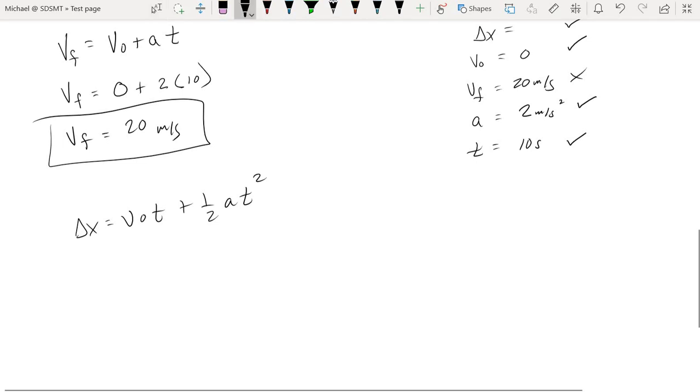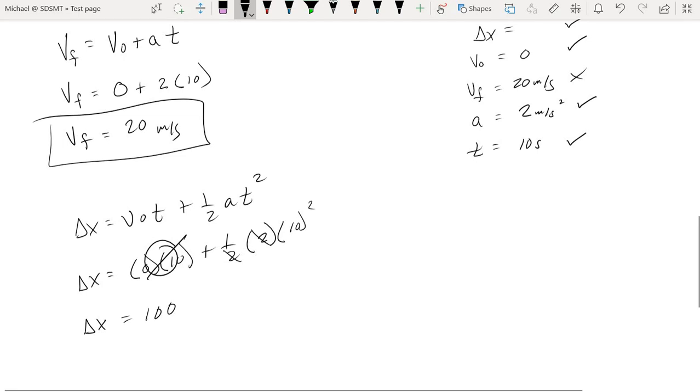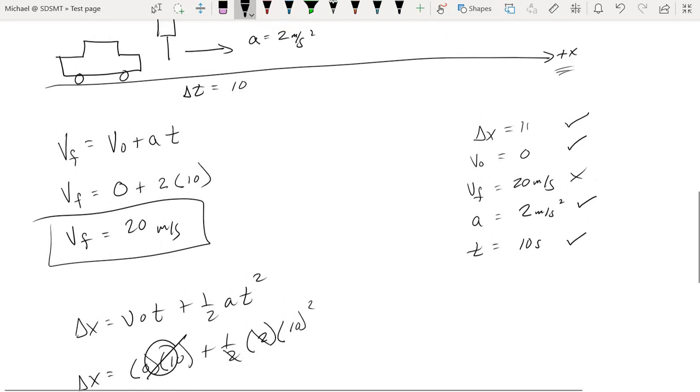Step 8 says plug in all your given information. Initial velocity of 0, time of 10, and we have an acceleration of 2 and 10 squared. We get 0 for the first term, the 2 and 1/2 cancel out, and 10 squared is 100. 100 meters is how far this car will go during its acceleration.